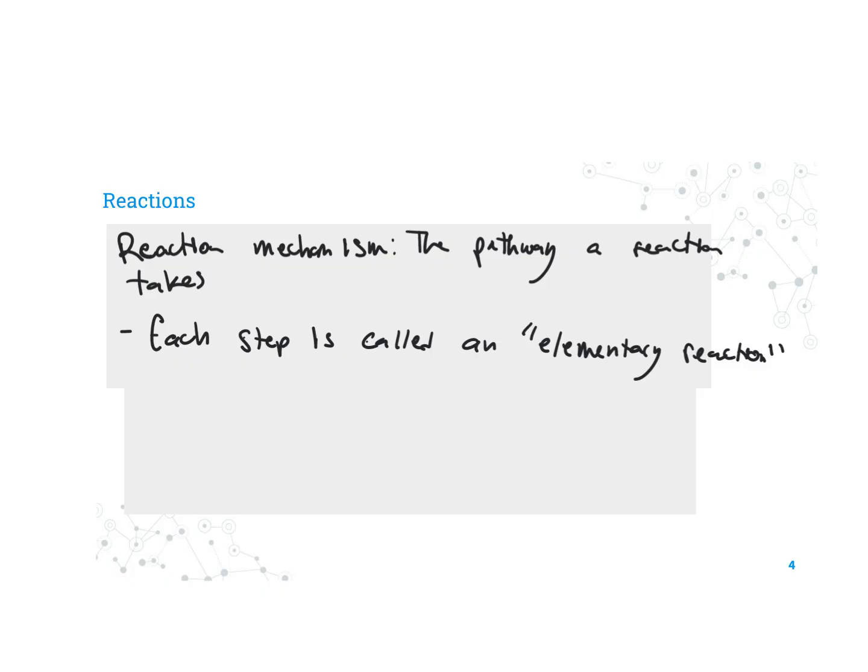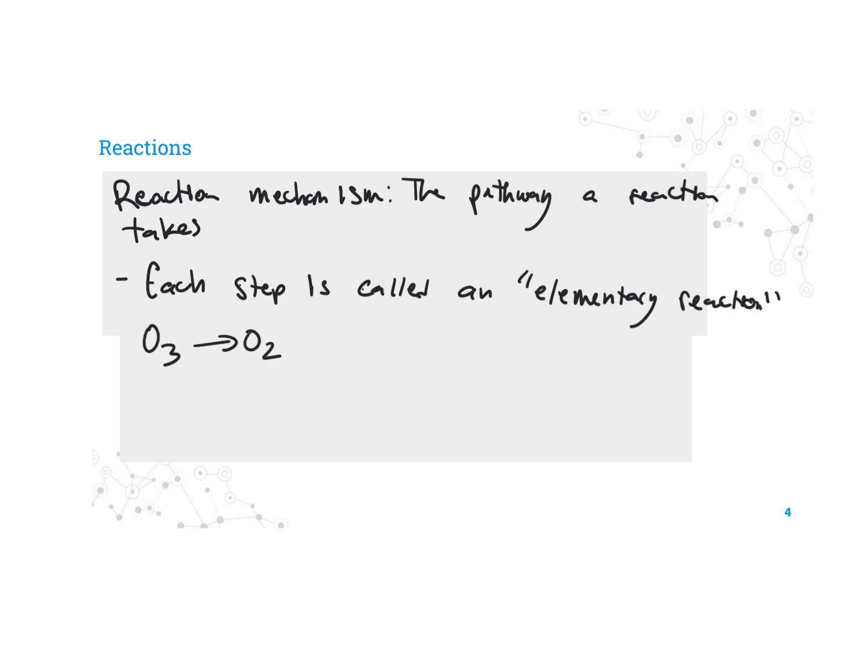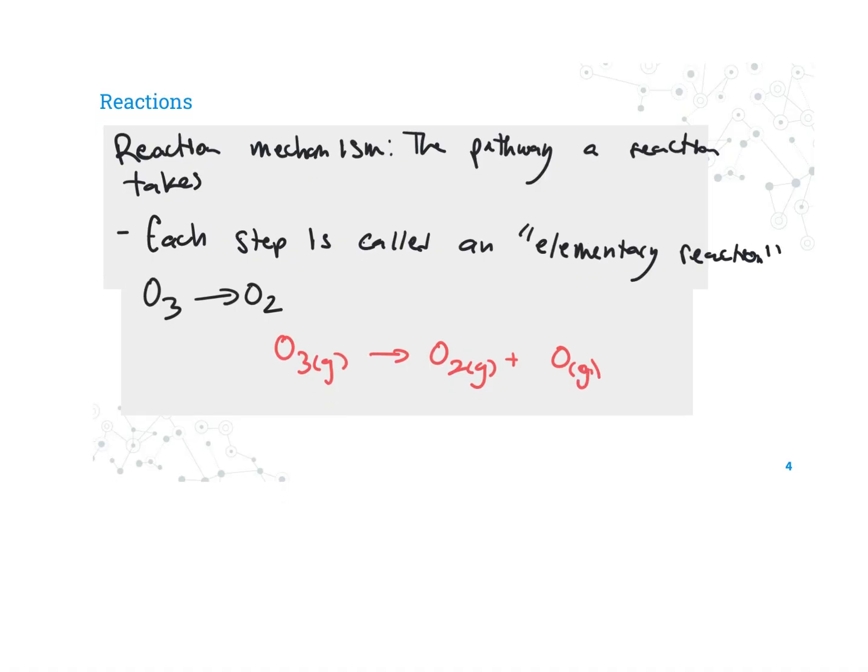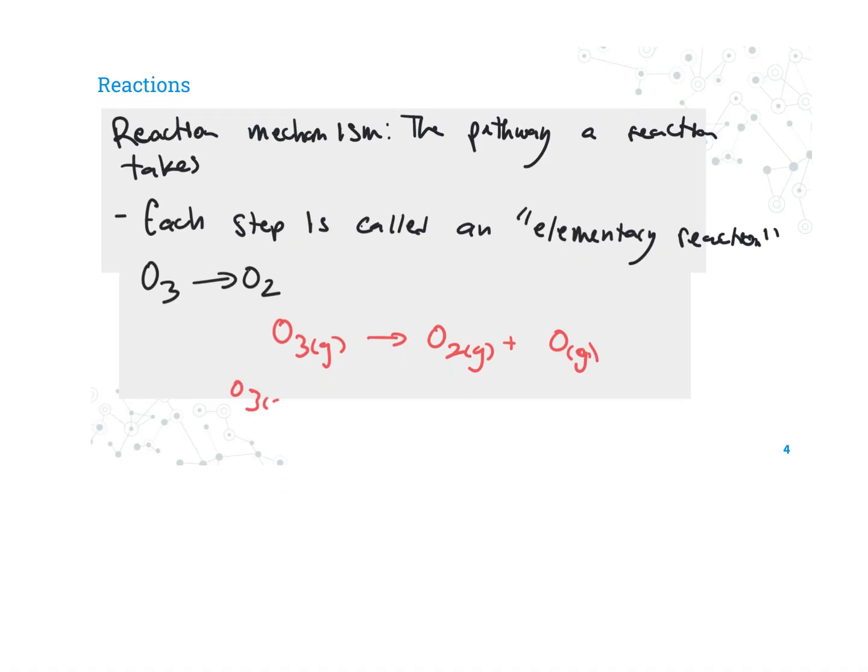And so an example of this is the conversion of O3 to O2. This actually occurs in two discrete steps, and so it has two elementary steps. The first is that O3 gas reacts to form O2 gas plus just a free oxygen. The second step is that O3 gas plus oxygen, that lone oxygen we got from the first step, react together to form 2 moles of O2 gas.